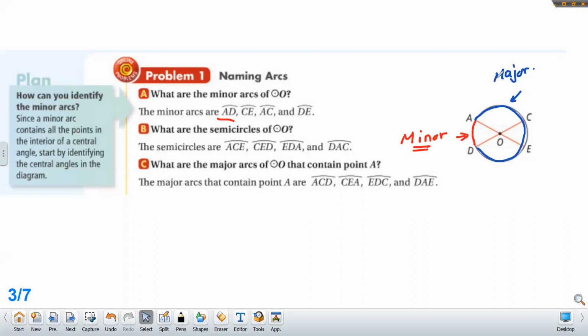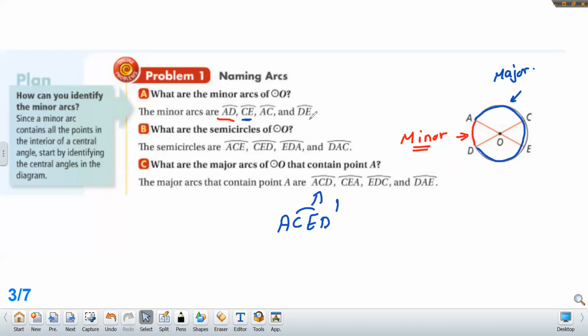So the minor is the smaller one; determine the minor to find the major. I can say ACD, or I can say ACED. Both are true. For example, I can say ACED, saying it with all four letters. That helps me understand it more because of the rest of the letters here.